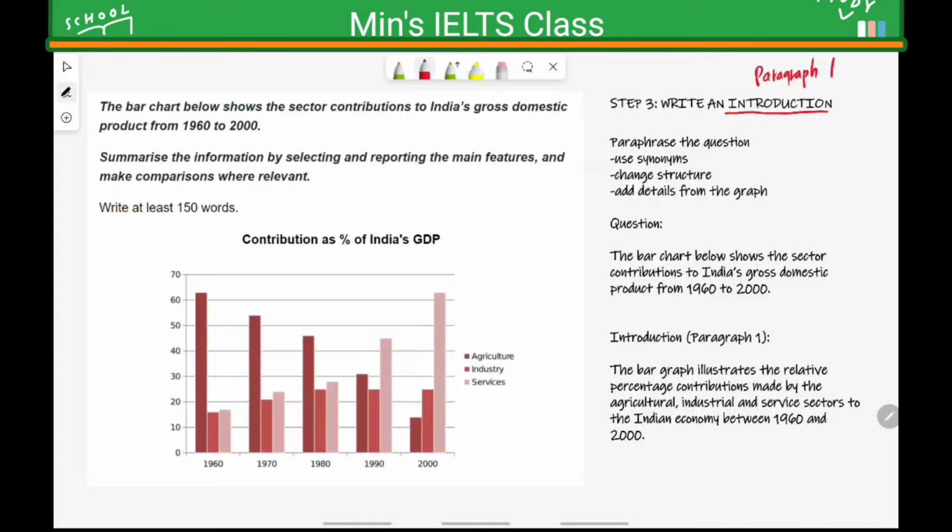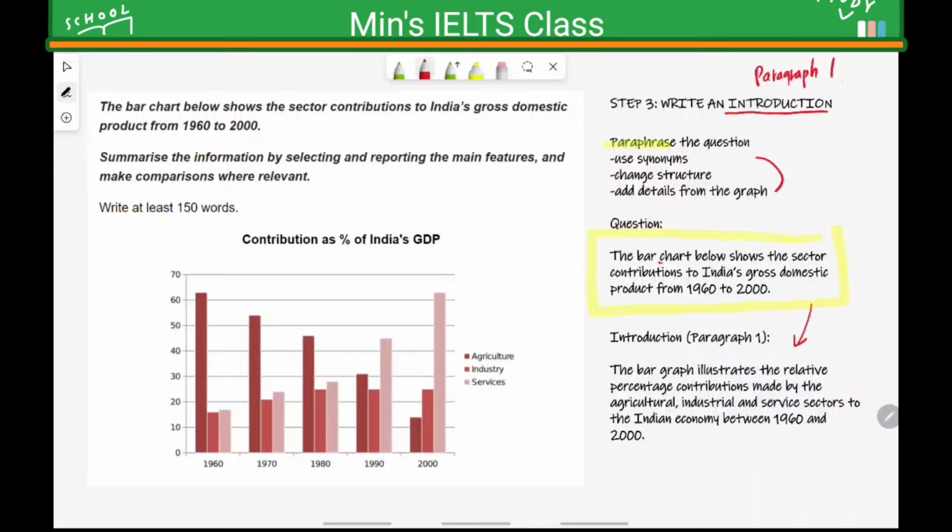And in this paragraph, what we need to do is paraphrase the question. We need to do all of these: use synonyms, change structure if we can, and add details from the graph. So the question is, "the bar chart below shows," so this right here is the original question, and we're going to change that to this one.